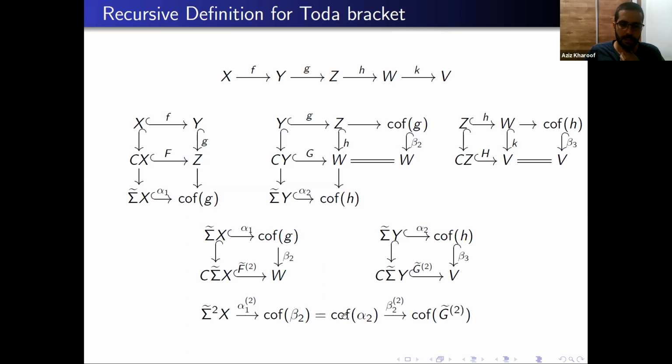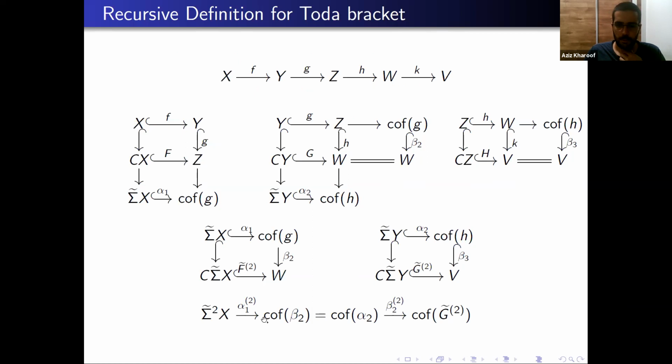Okay, here one can see that this is the same because both come from the same square. If you would, here, the cofiber of this equals the cofiber of this. Okay, so the composition here is the Toda. So this is a recursive way, and one can imagine how we can continue. It's a recursive way to define a Toda.